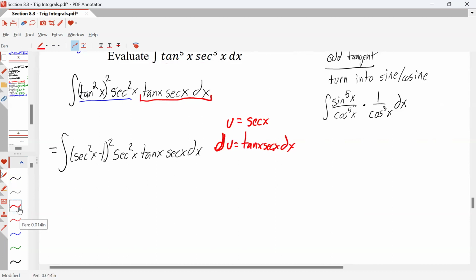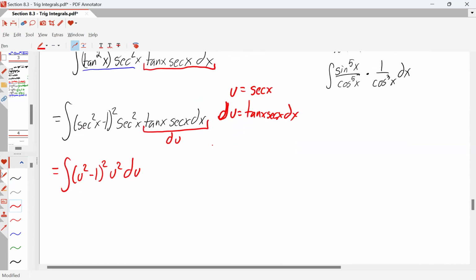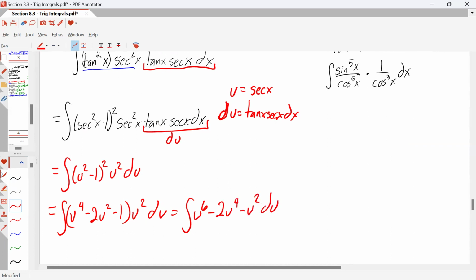Now, because we've made this substitution, we can say u equals secant x, du equals tangent secant dx, and all the other secants will become u. So we get u squared minus 1 squared times u squared du. Expanding this all out, we get u to the 4th minus 2u squared plus 1, times u squared, or u to the 6th minus 2u to the 4th plus u squared du.